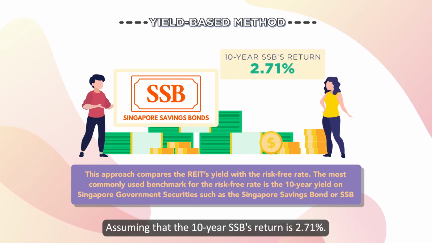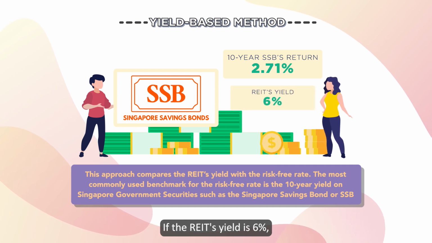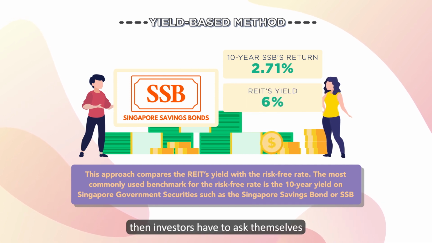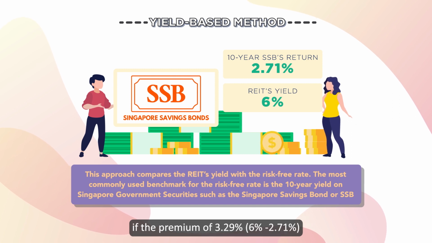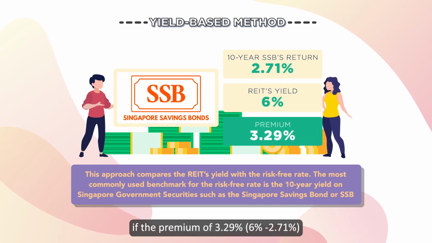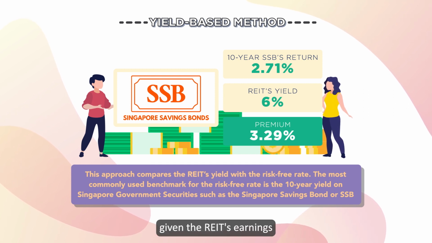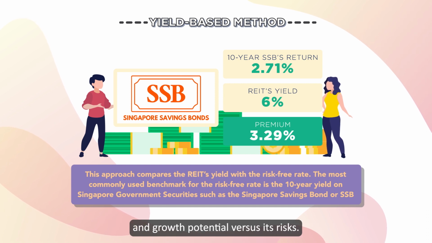Assuming that the 10-year SSB's return is 2.71%, if the REIT's yield is 6%, then investors have to ask themselves if the premium of 3.29%, 6% minus 2.71%, is reasonable, given the REIT's earnings and growth potential versus its risks.